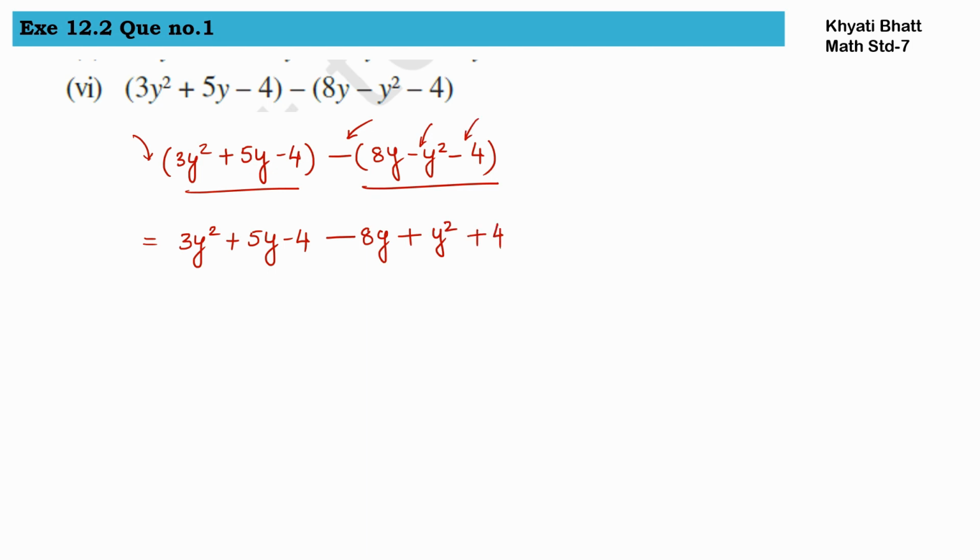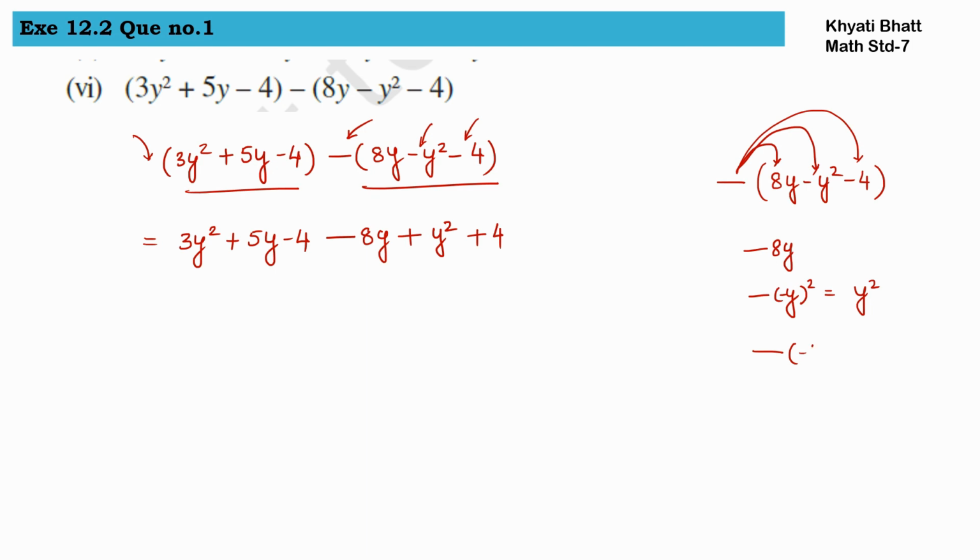Now how has this happened? That minus 8y minus y square minus 4. So this is our bracket. So this minus will go along with minus 8y. This minus will go along with this also. So it is going to be minus minus y square. So ultimately it is going to be plus y square. Then this negative sign will go along with minus 4 also. So minus minus 4. So minus minus will be plus. So it is going to be 4. That is how it has become minus 8y plus y square and plus 4. We can directly write like this over here.